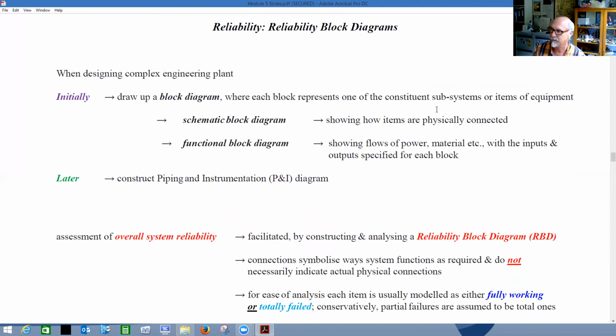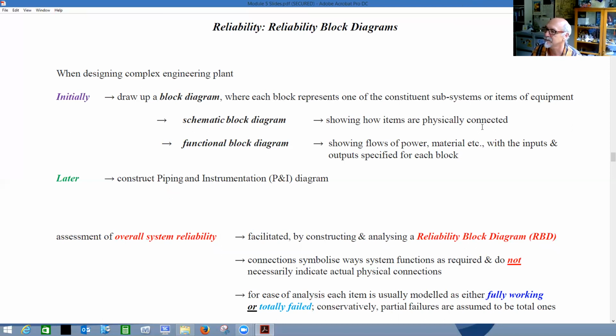You can have a schematic block diagram showing how the items are physically connected up. A functional block diagram shows the flows of power and material, with inputs and outputs specified for each block. Later you overlay on that the piping and instrumentation diagrams. So you're building up the overall system, and therefore you can look at critical elements, and also of course how things interrelate with each other.